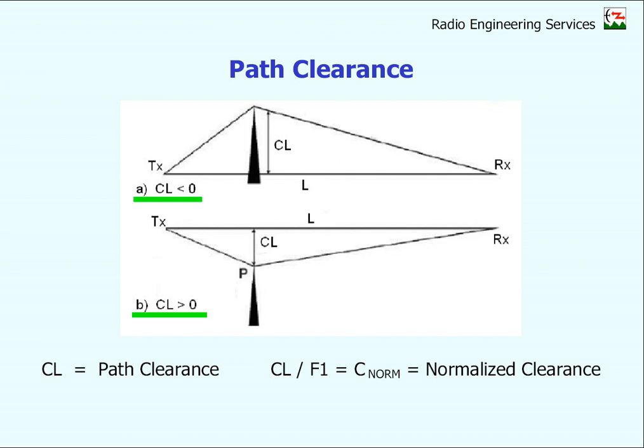Moreover, we have seen that we are interested in the amount of the Fresnel ellipsoid that is obstructed. So, the normalized clearance is defined as CL over the Fresnel radius F1.